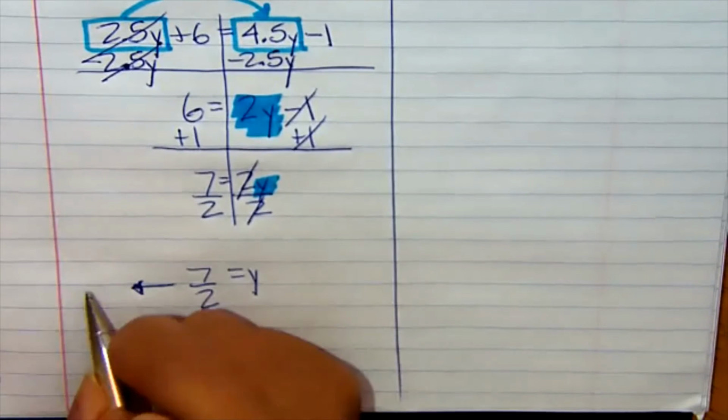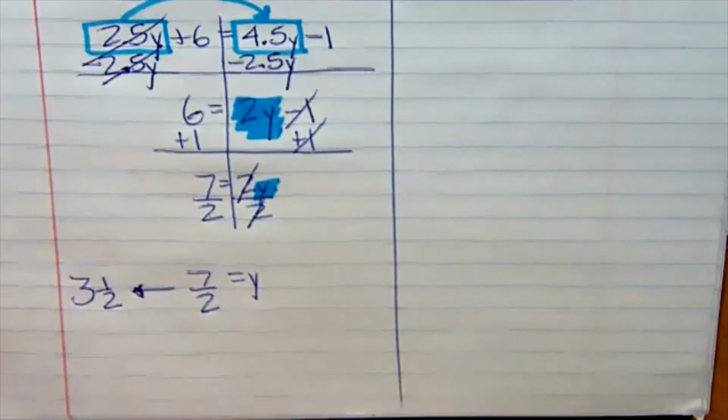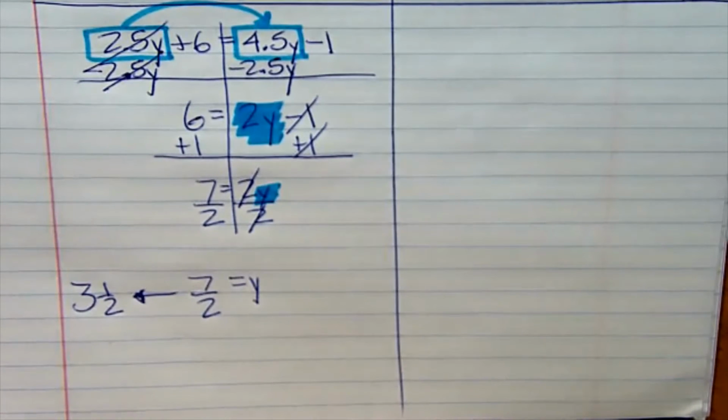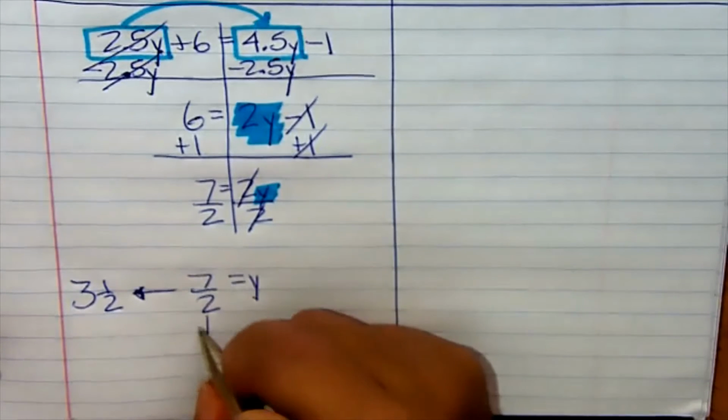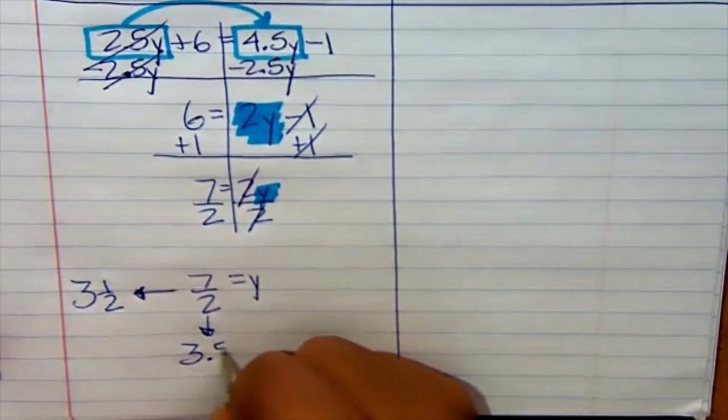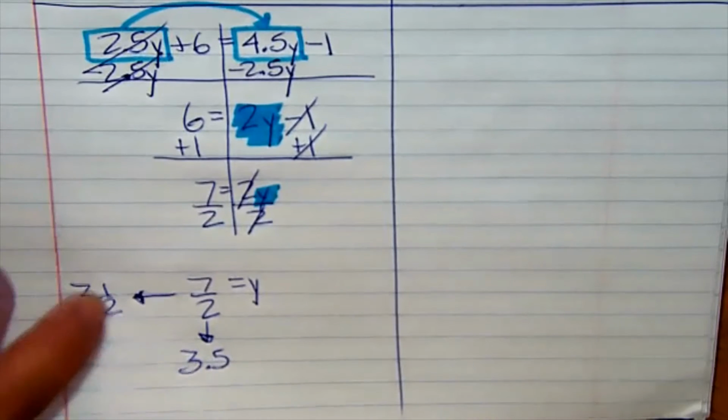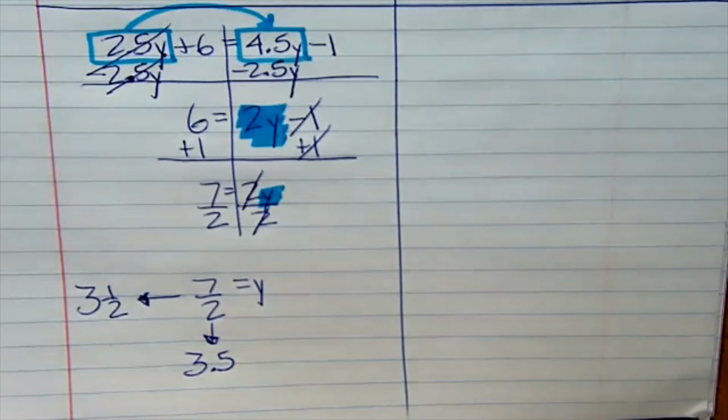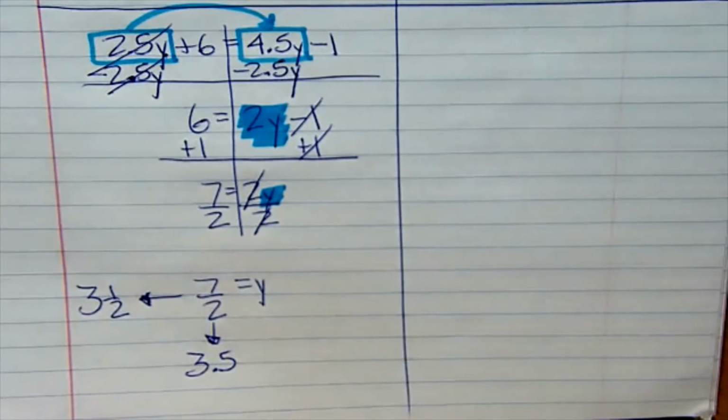or I can turn it into a mixed number, or I can turn it into a decimal. All three of these are the same value. They just look different. All three of these would be acceptable.